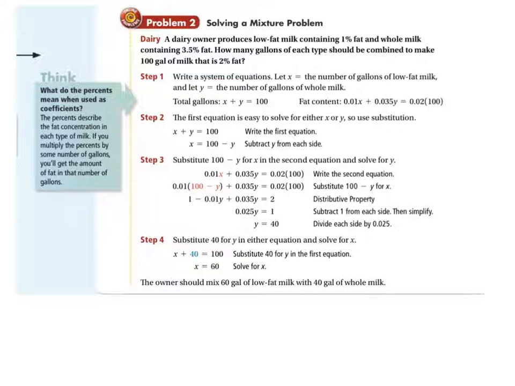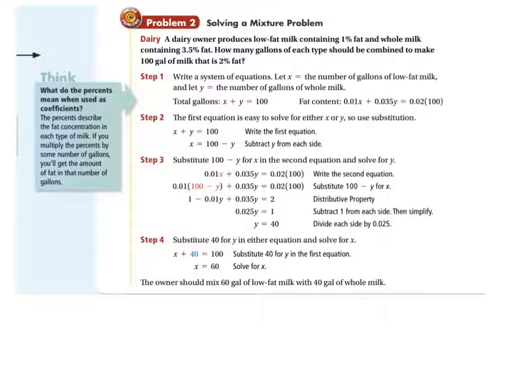What do the percents mean when used as coefficients? So when you're writing these equations, you have two kinds again. Last one we had two kinds, we have two kinds for these. You're going to write the total equation, I call it. This one's total gallons, but it could be total of whatever. And you're going to write the mixture equation. So total equation, and mixture equation.